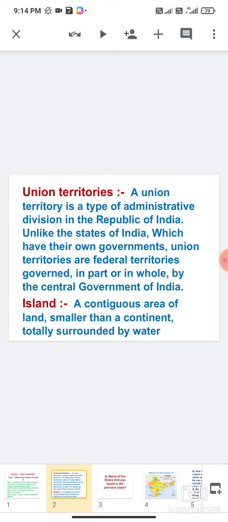So what is an island? A contiguous area of land smaller than a continent, totally surrounded by water. So it is land which is totally surrounded by water. Alright, that is known as an island. I hope now you are clear with it.